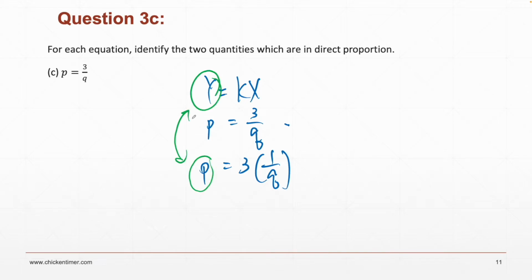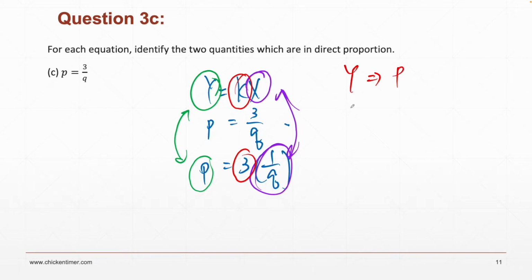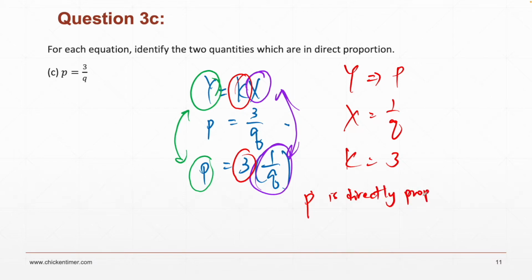So this looks like it's in the same position. Then this one and this one are in the same position. Then this one and this one also correspond to each other. So with that, you can say that the capital Y is P, your capital X is 1 over Q, and your K would be 3. That means P is directly proportional to 1 over Q.